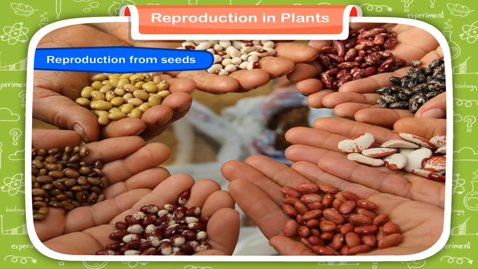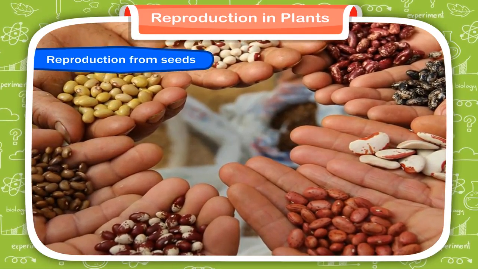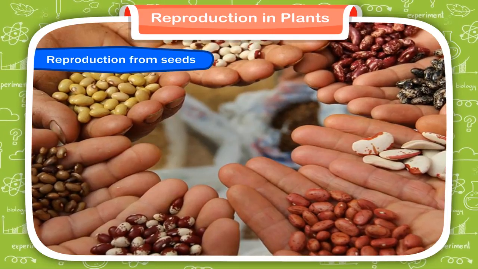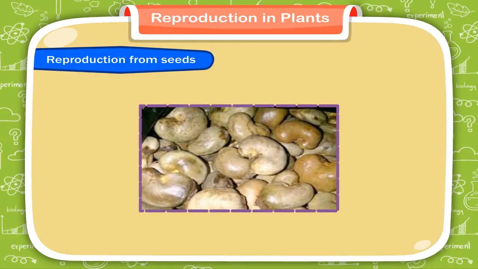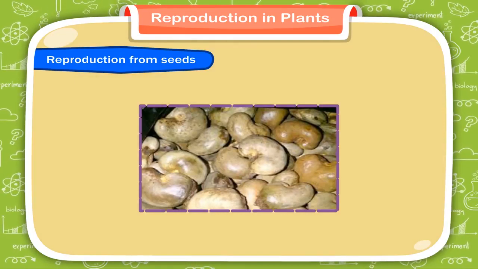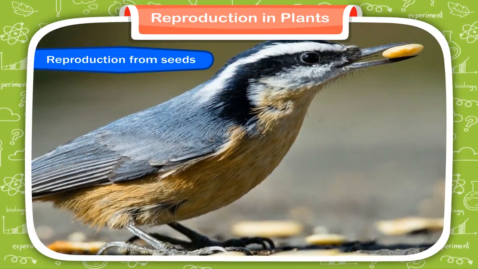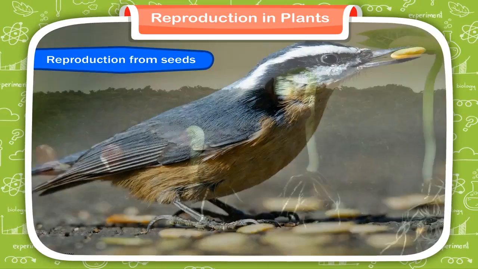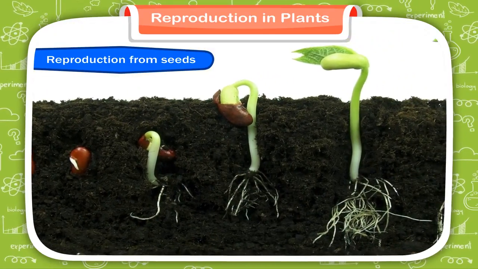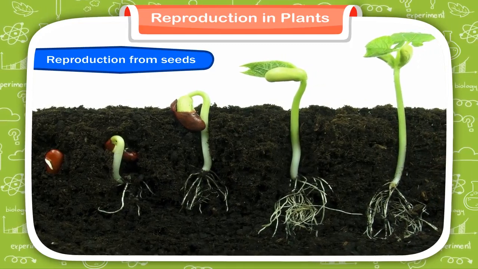But all seeds do not produce new plants. Some seeds are not fully developed, so they cannot grow into new plants. Some seeds have some diseases or defect in them. Some seeds are eaten by birds or destroyed by insects and other animals. So, only fully grown, healthy, intact seeds grow as new plants.